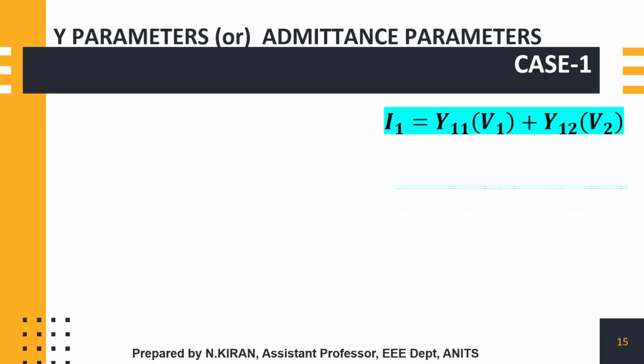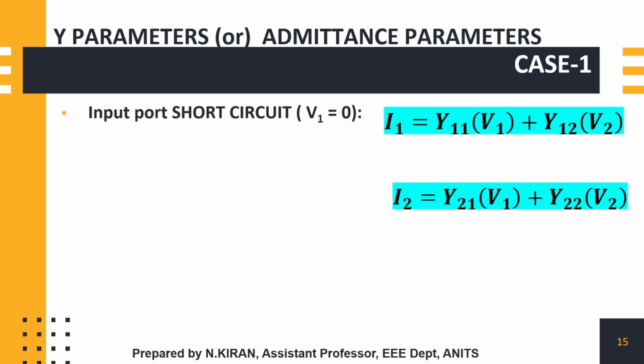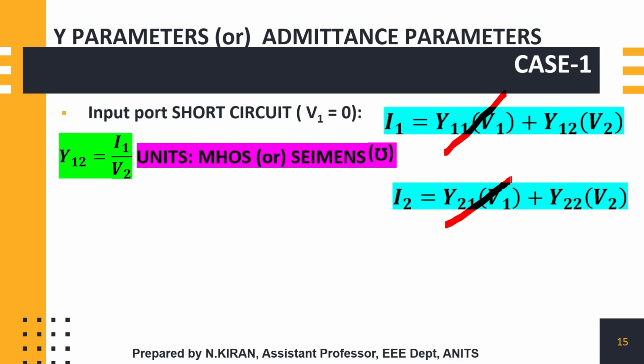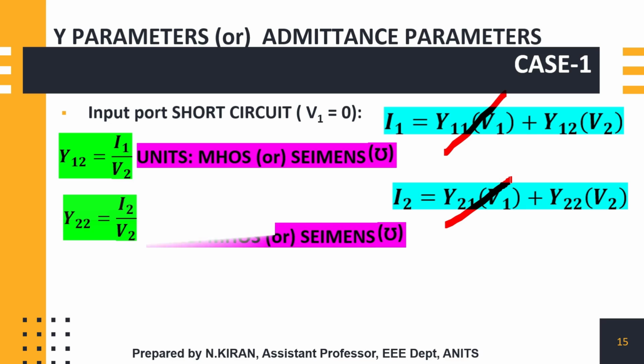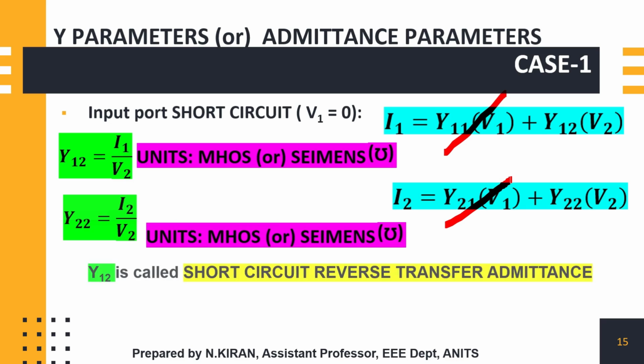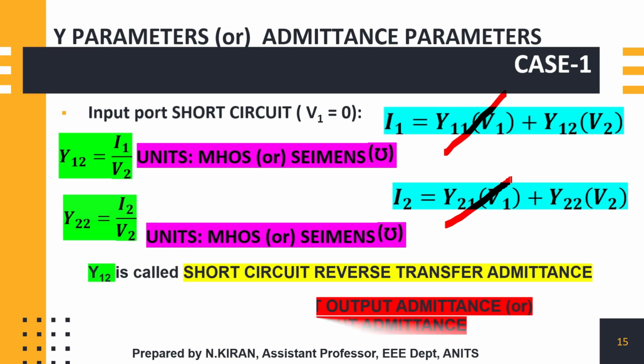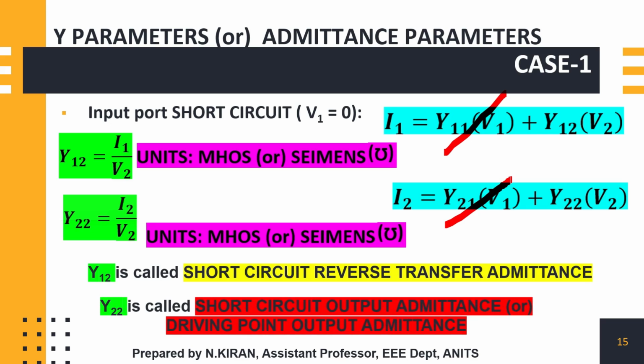So first let me consider the short circuit of the input port. While making V1 as 0, these two terms become 0. So I'll be left with Y12 as I1 by V2. Units are Siemens or mhos. Similarly, Y22 will become I2 by V2. Its units are also mhos or Siemens, where Y12 is called short circuit reverse transfer admittance and Y22 is called short circuit output admittance or driving point output admittance.